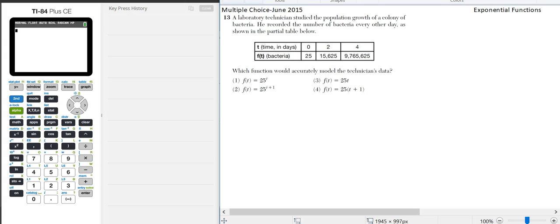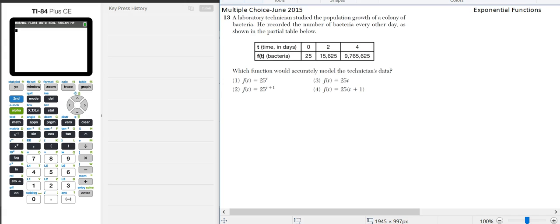A laboratory technician studied the population growth of a colony of bacteria. He recorded the number of bacteria every other day as shown in the partial table below. Which function would accurately model the technician's data? And then we have 4 choices. So to answer this question, we're going to plug in the t values and the f of t values into each of the answer choices to see which answer choice is made true when we plug in those values.